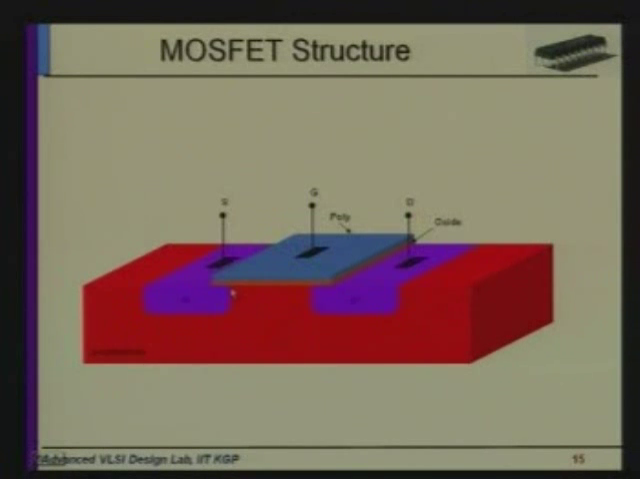And this length is your drawn channel length, from here to here. And this is the actual one, the effective length, because due to the doping some portion goes inside, below the gate. So this is the actual length, L effective, and this is the W of the MOS, the width of the MOS.